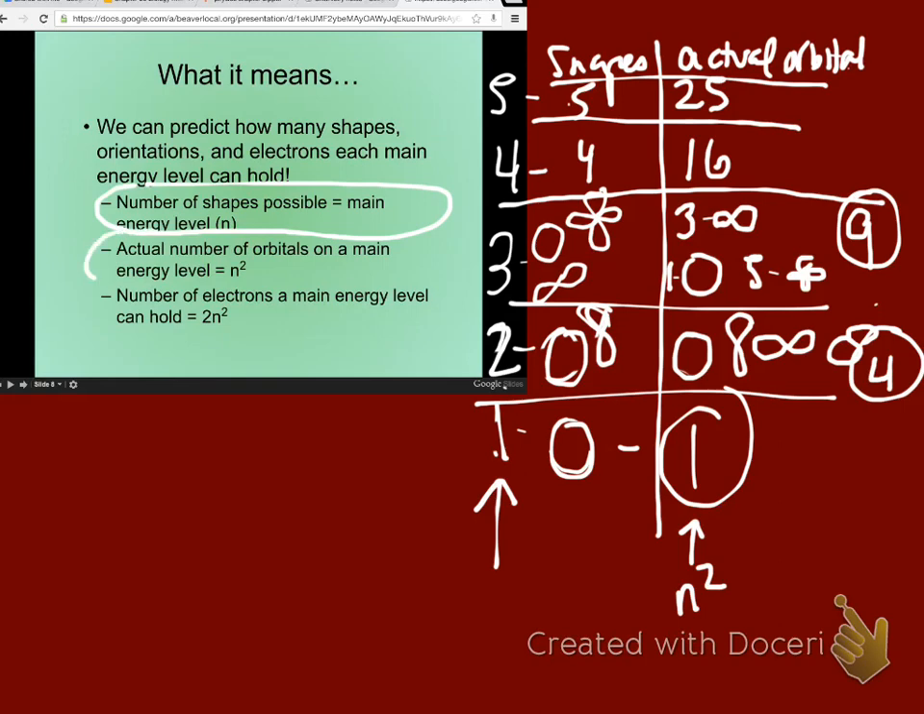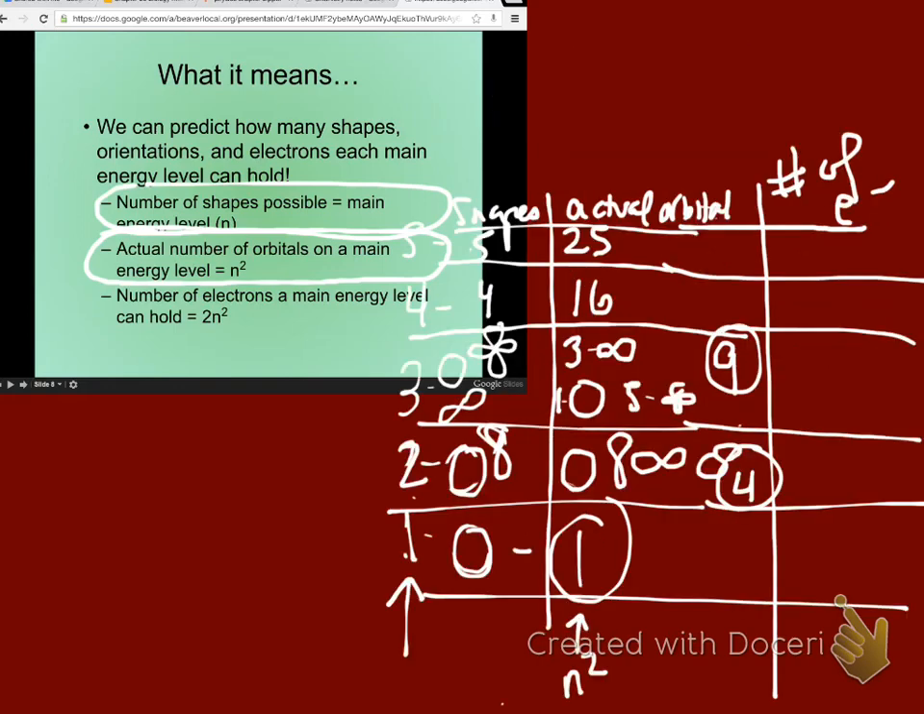Now, because every orbital, no matter what it is, can hold 2 electrons, let's do some moving. If every orbital can hold 2 electrons, and you have 1 orbital, how many electrons can you hold? 2. If every orbital can hold 2 electrons, and you've got 4 orbitals, how many electrons can you hold? 8. If every orbital can hold 2 electrons and you've got 9 orbitals, 18.